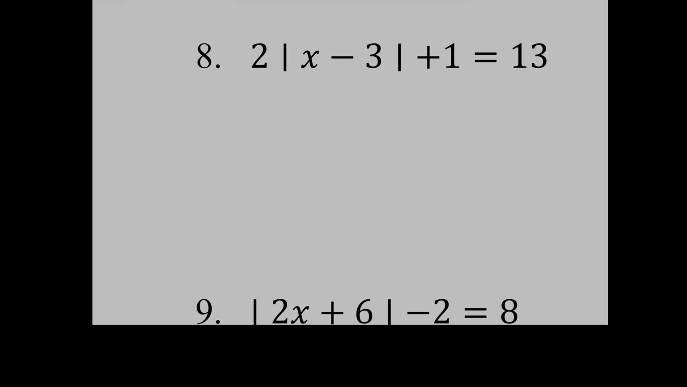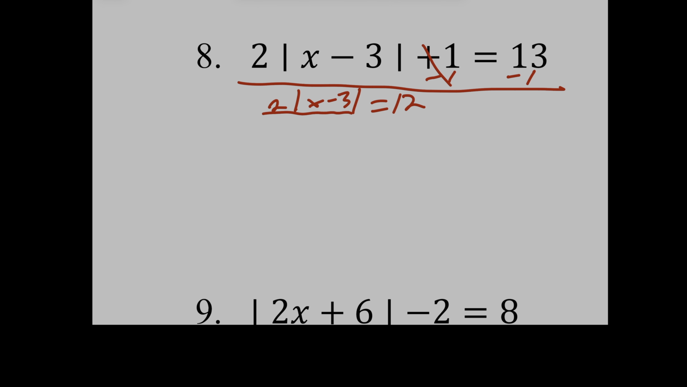Now this one, I've got to do all of that. I've got to subtract the 1 first. And once I do that, I'm going to get 2 absolute value of x minus 3 equals 12. But that 2 is still in the way. So now I've got to divide each side by 2. Okay, and I'm going to get absolute value of x minus 3 equals 6.